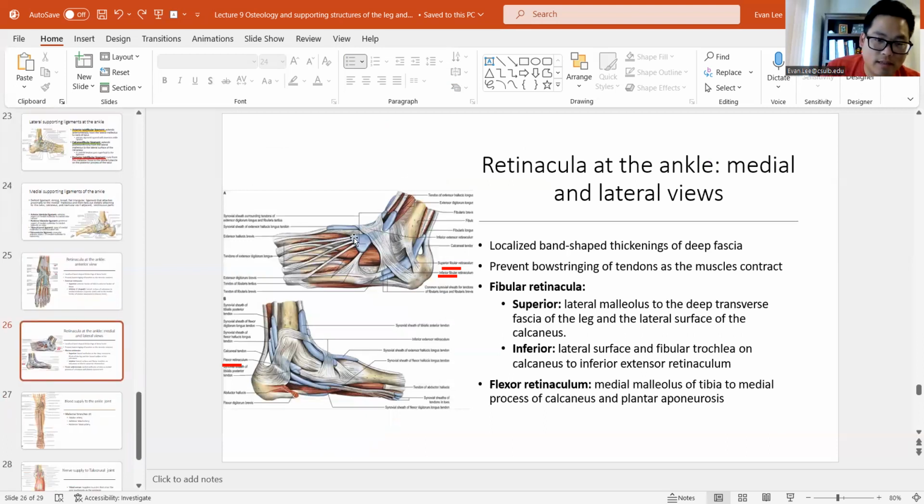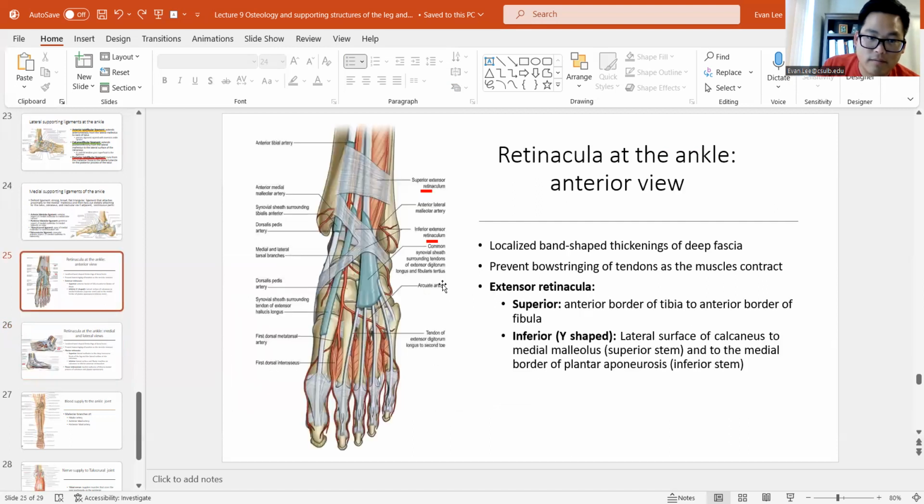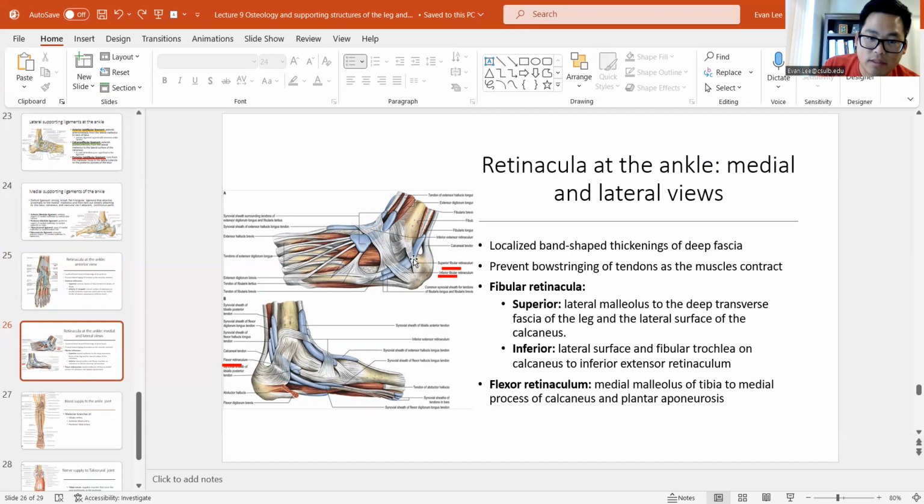So looking at the fibular retinacula, you'll be able to see that you have the fibular retinaculum, which will be superior and inferior. So fibular retinaculum, you can see here as well as here. A superior fibular retinaculum will be here. Inferior fibular retinaculum will be here. These two are connecting to the fibula, which is going to be slightly more lateral. So you can see those here, superior and inferior fibular retinacula.